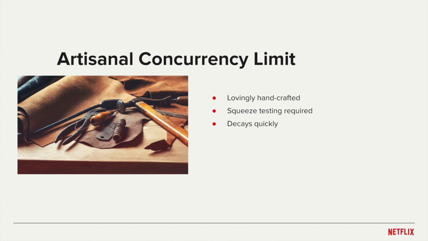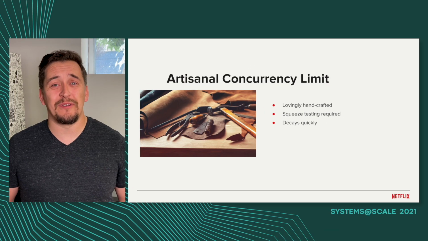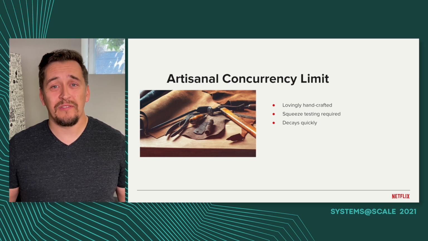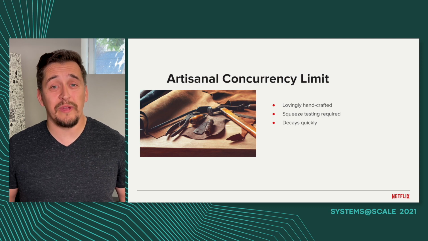The next one is what I call an artisanal concurrency limit. This is one that's been handcrafted over time. You've probably done things like squeeze tests, maybe load tests of your system, and you're tweaking parameters here and there to get the perfect limit. But then the next time you deploy a new version of your service, that value that you previously determined has decayed, right? The code has changed, the behavior has changed. Sometimes that behavior change may even come from the services you call rather than directly your own doing. So this is something that takes a lot of time, but typically decays quite quickly and may not be a useful value over time.